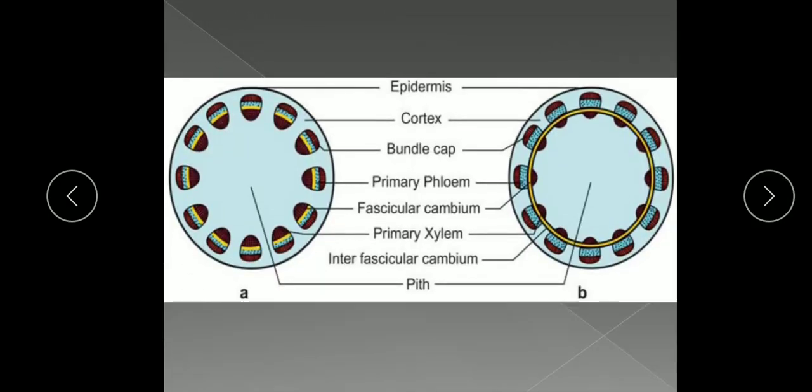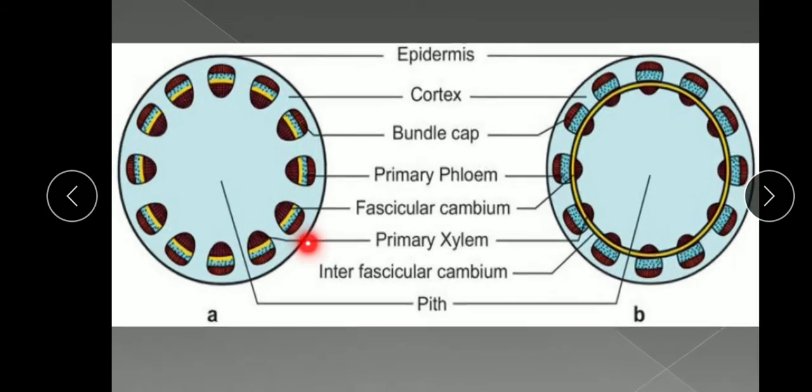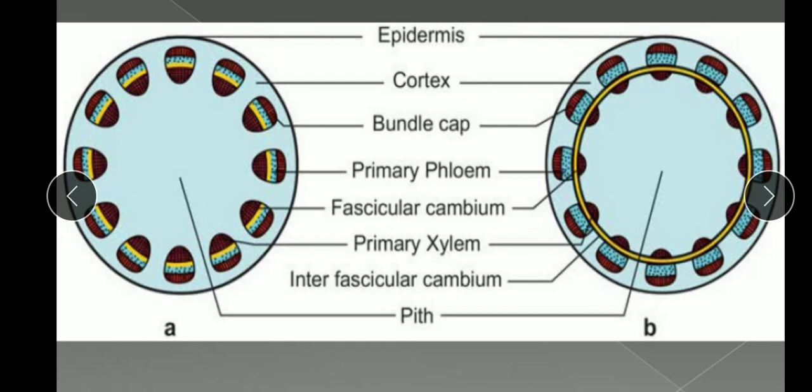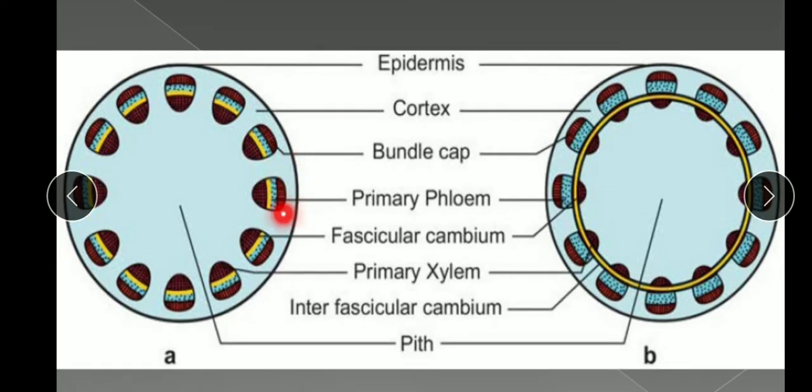First we will study here the secondary growth in the stelar region. During the process of secondary growth in stelar region, the following important events take place. First, the formation of cambium ring. Before that, let us study the position of the vascular bundles in the stem. You will see here that this is the primary phloem. Inner to it, this is the primary xylem. So this is primary xylem, this is primary phloem.